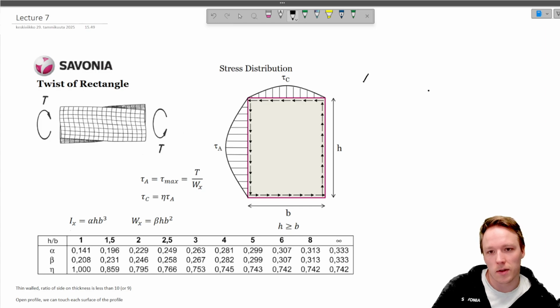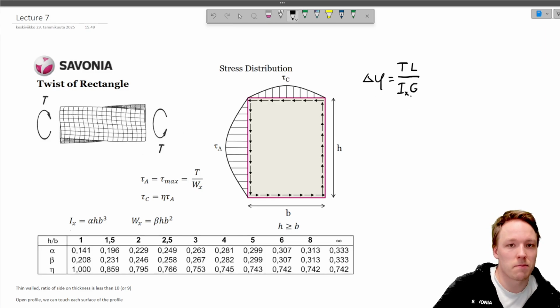The change of the angle, delta gamma, will still be torque multiplied by the length of the profile, divided by the second moment of inertia multiplied by G. But now the difference is in how we calculate the value for the second moment of inertia.